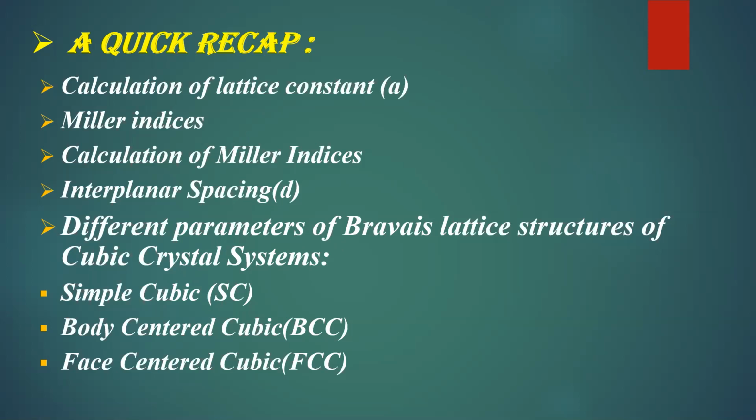The simple cubic, body-centered cubic and face-centered cubic. We even did Miller indices, calculation of Miller indices, and also the interplanar spacing between the planes in a crystal. We have seen the 7 major types of crystal structures. Those are CTORHMT. We have done this. Cubic, tetragonal, orthorhombic, rhombohedral, hexagonal, monoclinic and triclinic.